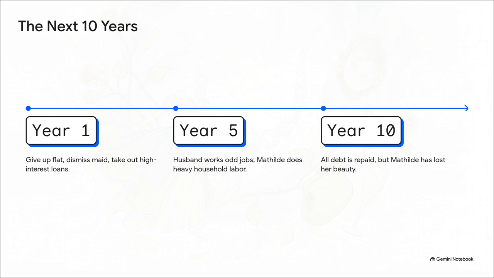By year 10, they finally pull it off. The debt is zeroed out. But the cost? It's devastating. Mathilde has completely lost her beauty. She looks worn out, aged far beyond her years, transformed into this harsh, calloused woman of the working poor.